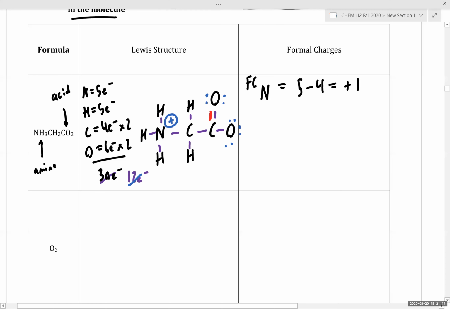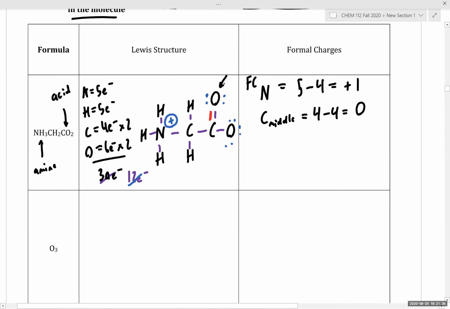Okay, let's look at this middle carbon. Carbon has a group number of 4. It has 4 bonds, so it has a formal charge of 0. You do not need to write a formal charge of 0. That would create way too much clutter in your structure.